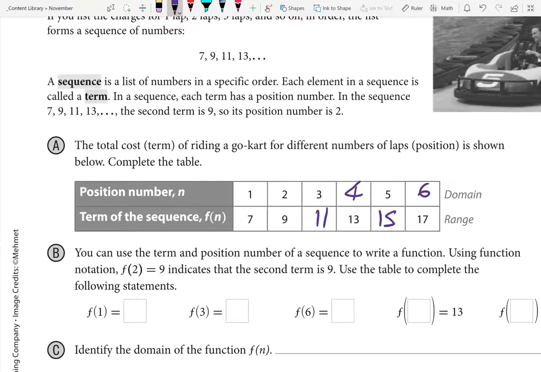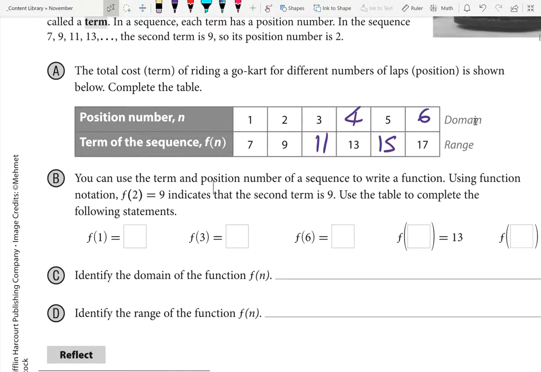So 1, 2, 3, 4, 5, and 6 indicate the lap number, but they also indicate the term of the sequence, or the position of each term in the sequence: 7 being the first term, 9 being the second, 11 being the third, and so on. And these values represent the price of going to the go-kart.